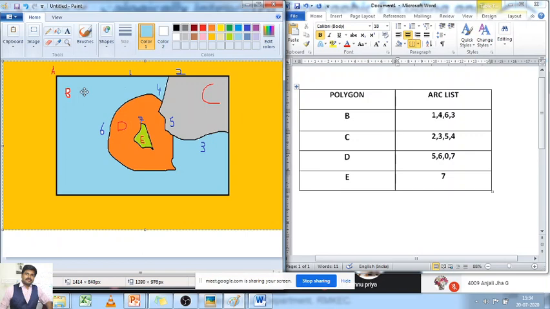Very good, students, correct answers. Then next we are going for C. For option C, again here it is 2, 3, again 5 and 4. The same answer as the previous example.